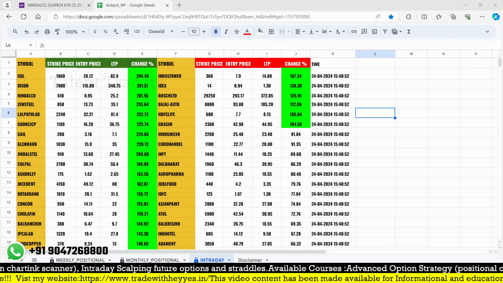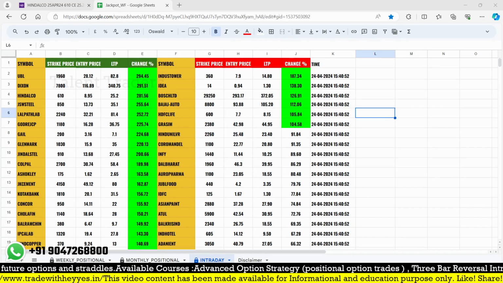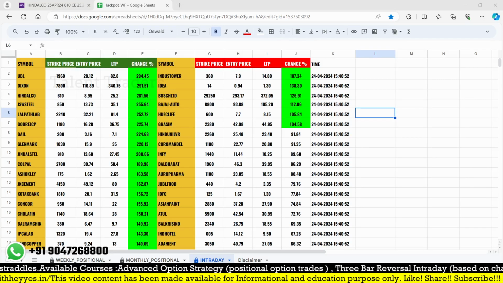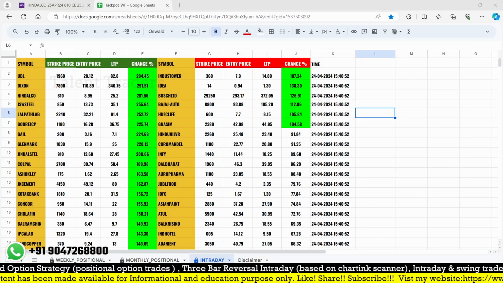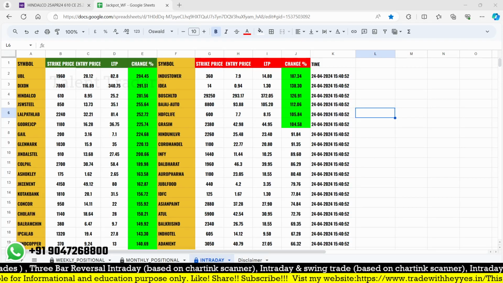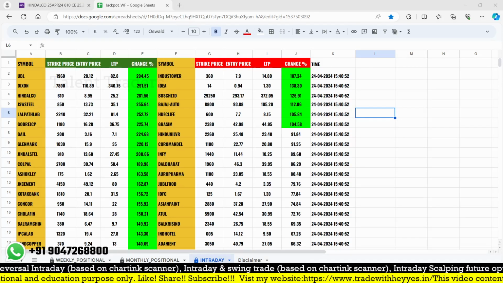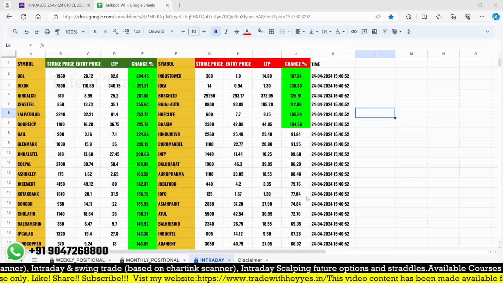And how to find out breakout stocks using our Google Sheet. It acts as a breakout scanner for intraday as well as monthly and weekly positional. So as of now, we are finding a lot of opportunities based on monthly and weekly as well as intraday. This sheet acts as a scanner for stock options mainly. So no index options, only stock options we are looking at for this breakout.